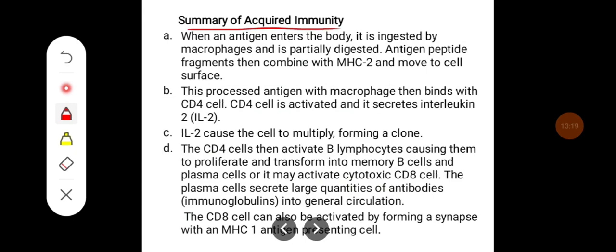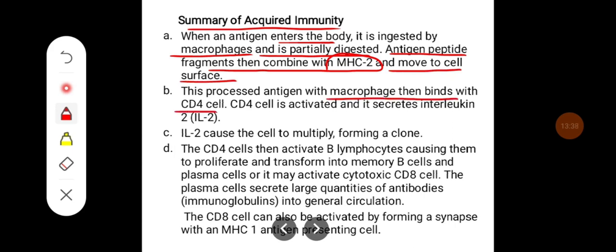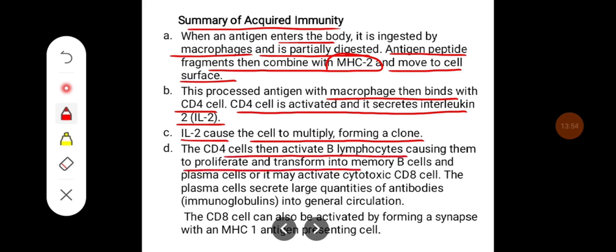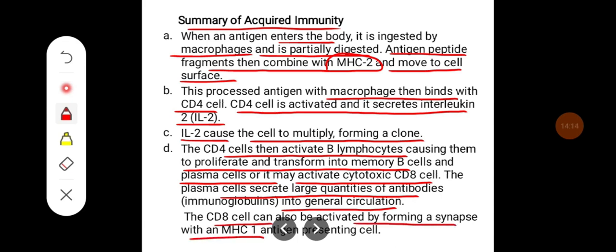Summary of acquired immunity. When antigen enters the body, it is ingested by macrophages and is partially digested. Antigen peptide fragments then combine with MHC2 and move to the cell surface. This processed antigen with the macrophage then binds with the CD4 cell, that is, the helper cells. The CD4 cell is activated and it secretes interleukin 2. Interleukin 2 causes the cell to multiply, forming a clone. The CD4 cells then activate B lymphocytes, causing them to proliferate and transform into memory B cells and plasma cells, or they may activate cytotoxic CD8 cells. The plasma cells secrete large quantities of antibodies into the general circulation, and CD8 can also be activated by forming a synapse with an MHC1 antigen presenting cell.